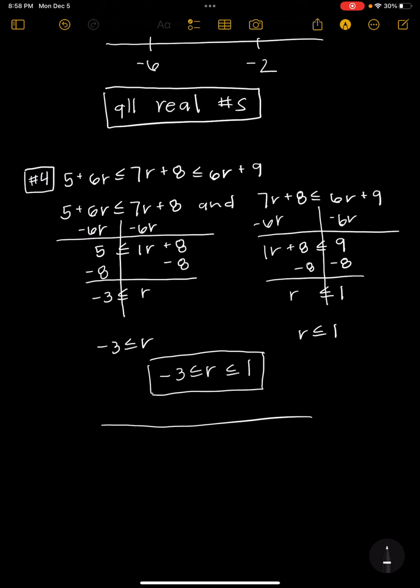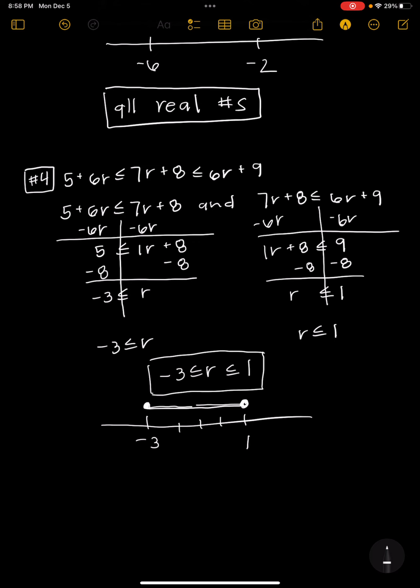So now when I graph it, I have negative 3, then 1. They're both less than or equal to signs, so we're going to put closed dots right here. Then because it's an and, we can connect those two dots. Let's just double check that that makes sense. So is negative 3 less than r less than 1? That tells me that I need r to be bigger than negative 3, so that means that line has to be on the right of negative 3. And then r has to be less than 1, which means that it has to be on the left of 1. Okay, that makes sense. It works. That's my graph.